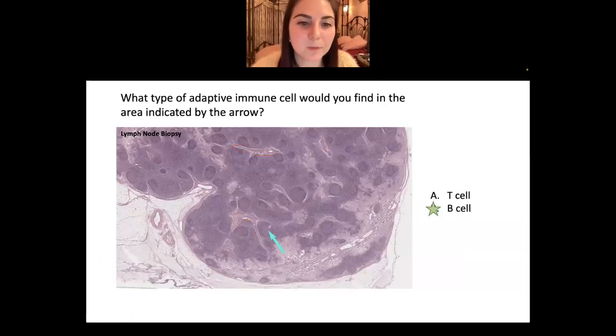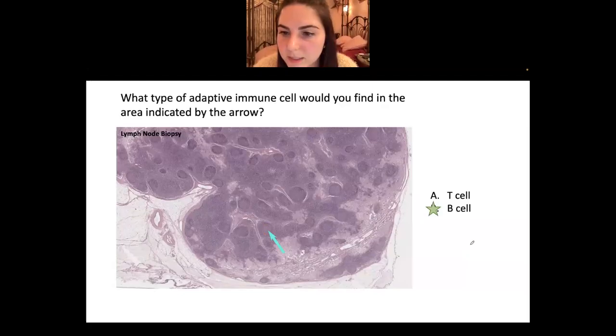Okay, so when you see these follicles spread out throughout a lymph node, these are all areas of B cells. And the ones that look like they have a little secondary circle within them, that's your germinal center. That's going to be your activated B cells.